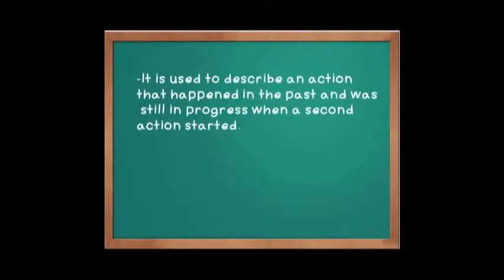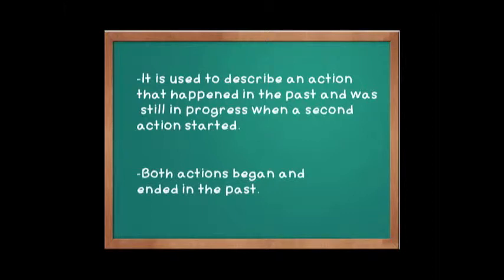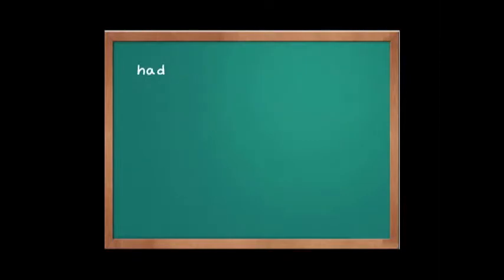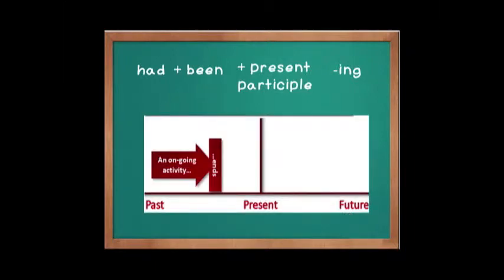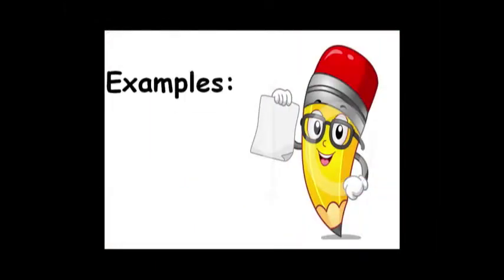It is used to describe an action that happened in the past and was still in progress when a second action started. Both actions began and ended in the past. It indicates a continuous action that was completed at some point in the past. This tense is formed with the modal had plus been plus the present participle of the verb with an ending -ing. The past perfect progressive tense is used to show that an ongoing action in the past has ended. Examples.